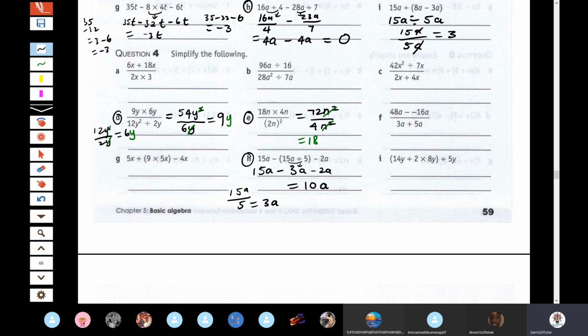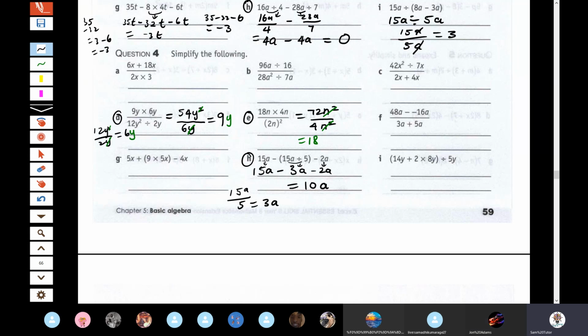Am I done? Wait, did you do the brackets first? Yeah. Or did you start from the start? No, look, I'm writing the start, but I'm not using it. I didn't do anything there. I worked out that was 3a, and then I just thought I might as well write everything down. So no, I am doing the brackets first. I'm writing it, but I'm not using it, if that makes sense.